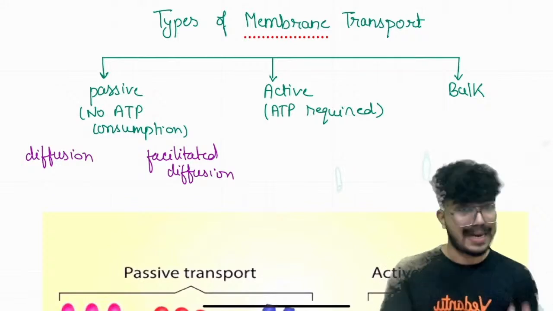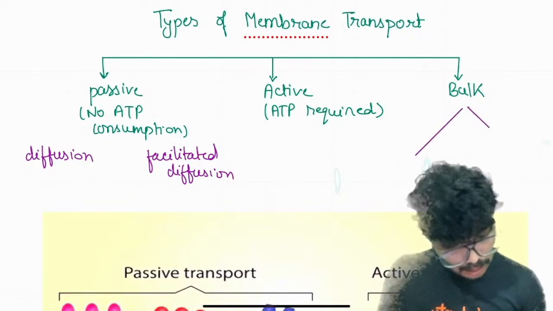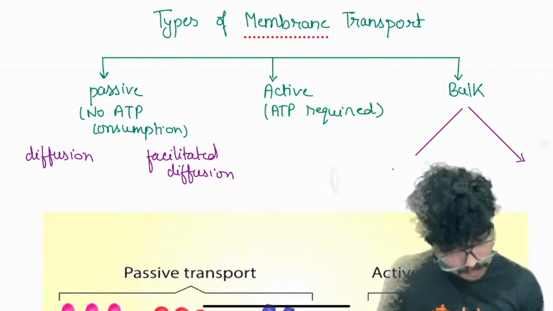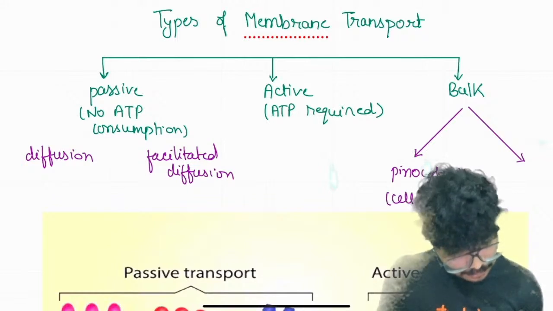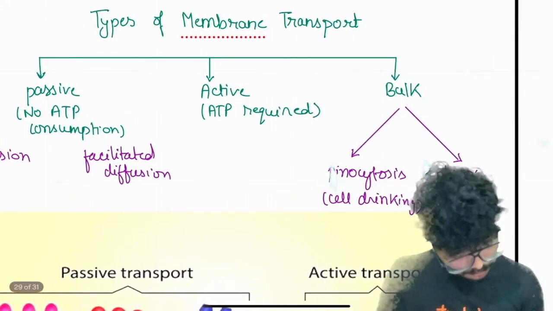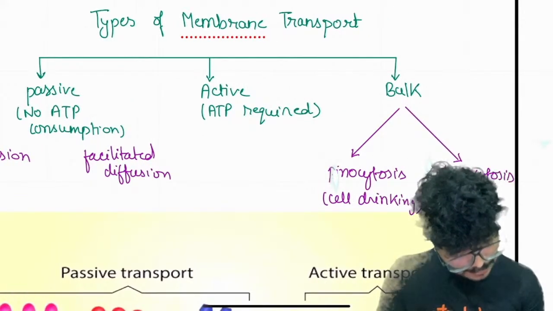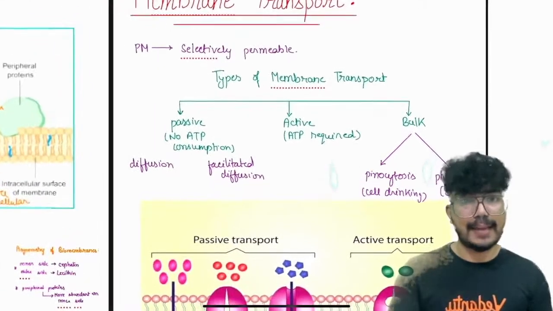Active transport, and bulk transport. Bulk transport is of two further types: pinocytosis and phagocytosis. Pinocytosis, that is cell drinking, and phagocytosis, that is cell eating. Okay, so here you have the types of the membrane transport.